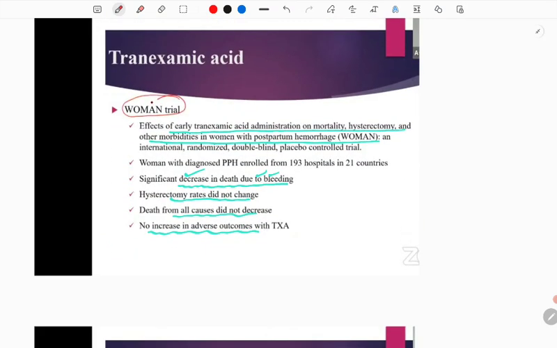Fibrinolysis. Tranexamic acid, the WOMAN trial: effect of early tranexamic acid administration on mortality, hysterectomy and other morbidity in women with postpartum hemorrhage, an international randomized double-blind placebo-controlled trial. Women with diagnosed PPH were enrolled from 193 hospitals in 21 countries. There was a significant decrease in death due to bleeding. Hysterectomy rate did not change. Death from all causes did not decrease. No increase in adverse outcomes with tranexamic acid.